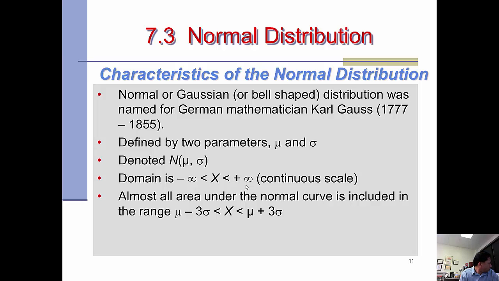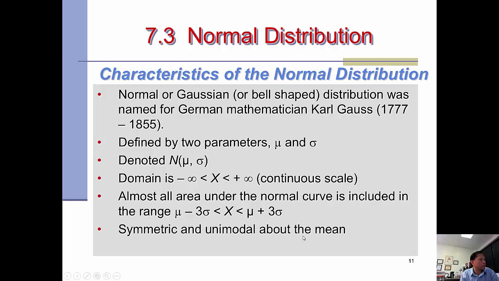Almost all the area under the normal curve is included in the range of mu minus 3 sigma and mu plus 3 sigma. In other words, from the mean mu, if you add 3 sigma or subtract 3 sigma, three standard deviations on either side, that includes virtually everything. Okay. We'll look at the chart that shows it better. It's symmetrical and unimodal. There's one peak.